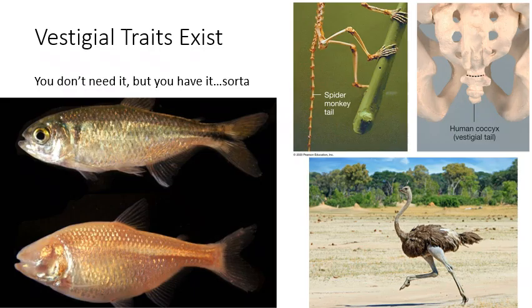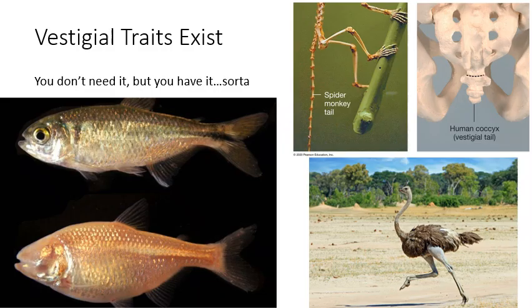Wings on an ostrich or another flightless bird are another example of a vestigial trait. They are too small to allow the bird to fly, so they don't have the actual function that the wings of the ostrich's ancestor used to have.